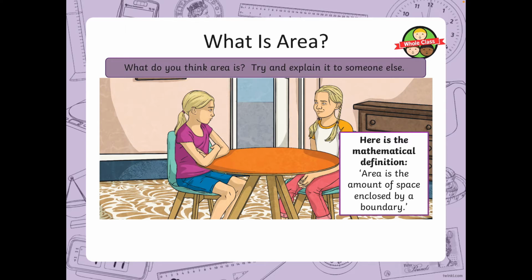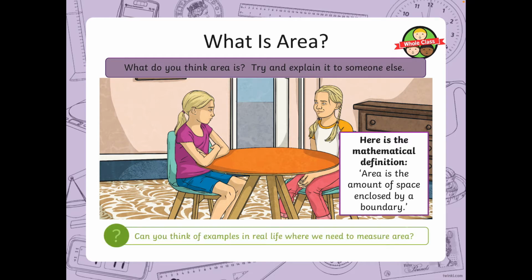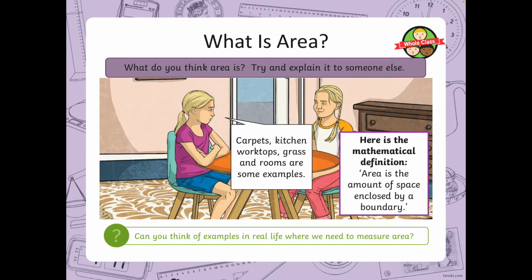The mathematical definition is area is the amount of space enclosed by a boundary. You could think of it like a field, the fence around the outside being the boundary and the grass on the inside of the fence being the area. Can you think of some other examples in real life where we need to measure area? Well done. Putting down a new carpet, the kitchen worktops, grass outside in our garden, and maybe measuring out a room if it's going to be decorated.